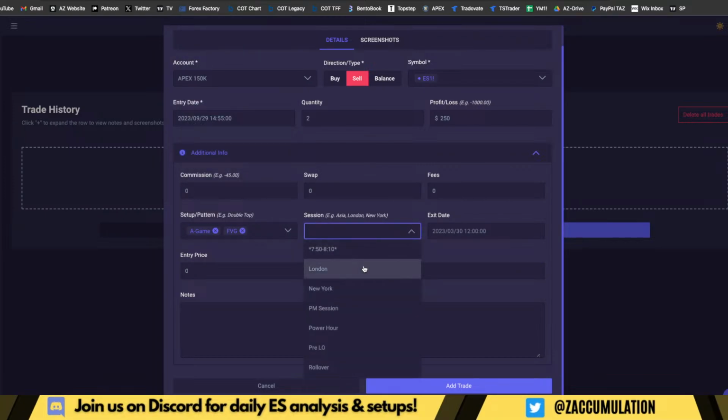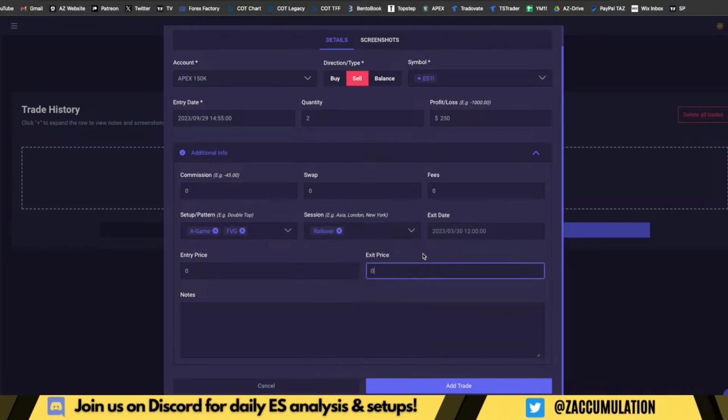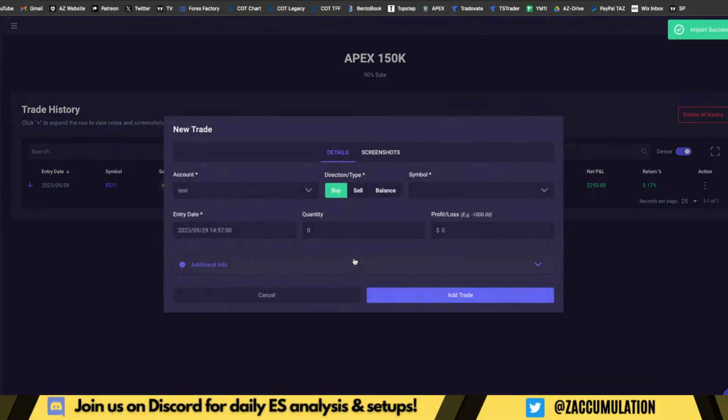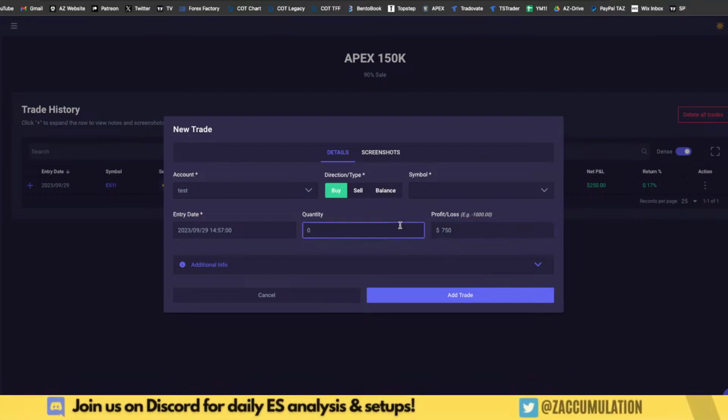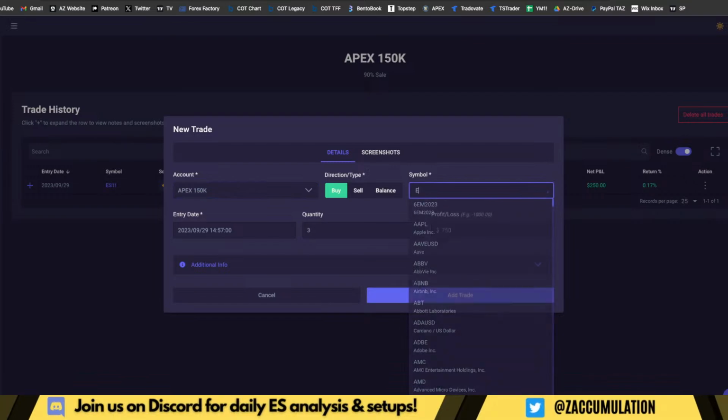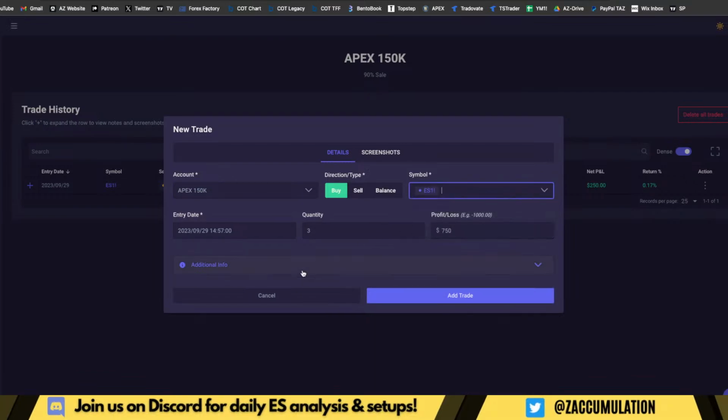No, we're gonna leave it at that. That was during the rollover session. 250, we will add that trade. And now we're gonna add a new one. This was the trade we took before the 8:30 news. We went long with 3 contracts on the Apex 150k, also on ES1.